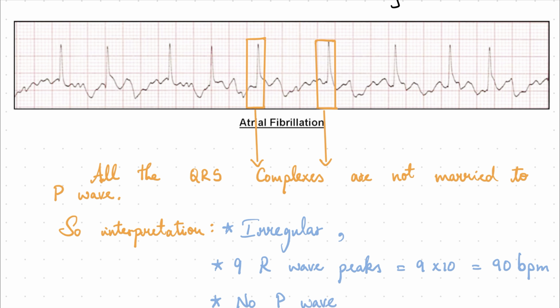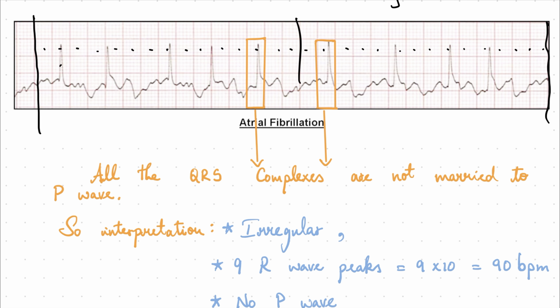Now, to interpret this and review step 1, where we have to calculate the rate. So here it is irregular. So what you have to do is count the 30 large boxes. Now suppose we are starting from here. 1, 2, 3, 4, 5, 6, 7, 8, 9, 10, 11, 12, 13, 14, 15. Then 1, 2, 3, 4, 5, 6, 7, 8, 9, 10, 11, 12, 13, 14, 15. This is the last one.